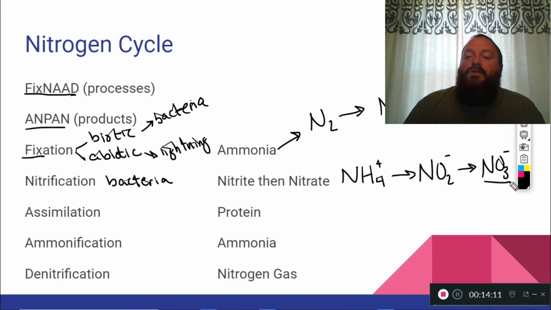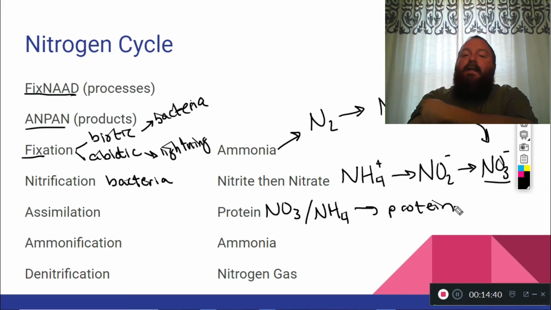Then, as we have that nitrate being produced, that's another usable form by plants and animals. So we have assimilation happening. Assimilation is where it's just absorbed into the plant matter. It's going to be created in the proteins. Then the plants are able to have the nitrogen they need. The animals then eat the plants to gain the nitrogen that they need. So we have NO3 or NH4 changed into protein.